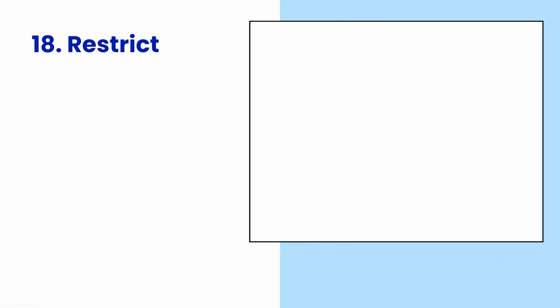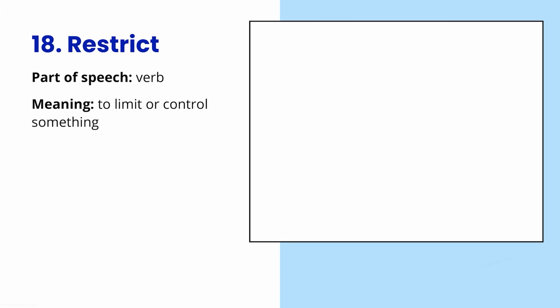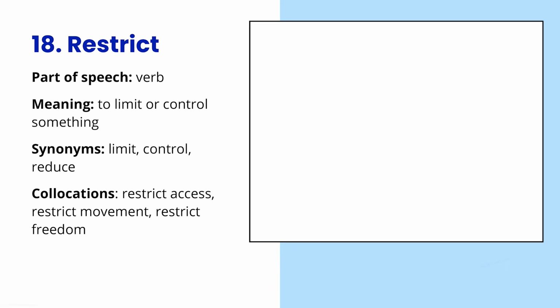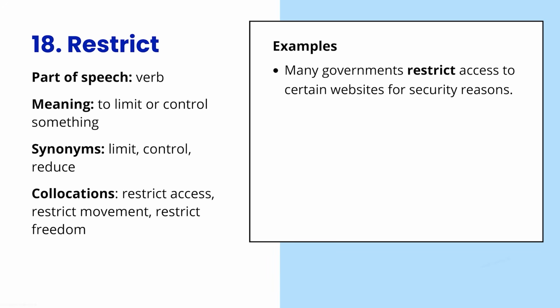Moving on to number 18, which is restrict. Restrict is a verb. It means to limit or to control something. Synonyms: limit, control, reduce. Collocations: restrict access, restrict movement, restrict freedom. So for all of these things, it's talking about controlling or limiting something. So restricting freedom, limiting freedom, controlling freedom. Let's look at some examples.